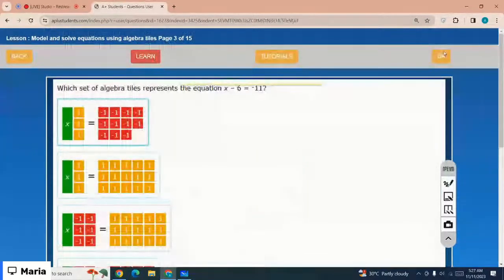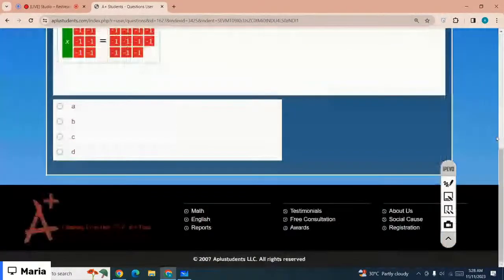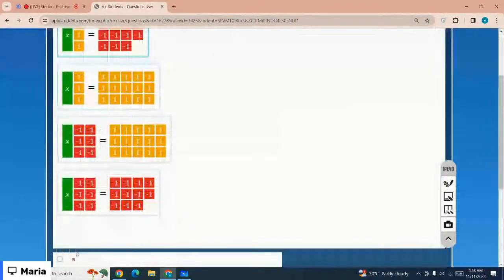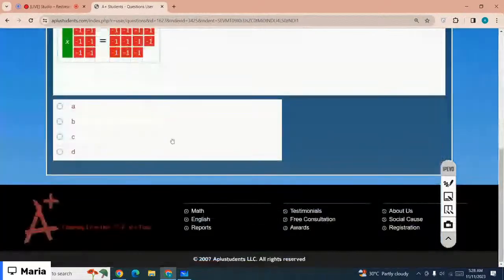Okay, the next one is which set of algebra tiles represents x minus 6 equals negative 11. So negative tiles are represented by the red colors, right? You have x minus 6. So then you have negative 6, and so option D is the correct option.